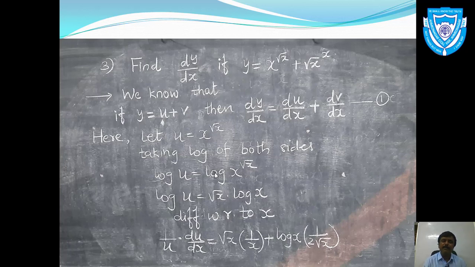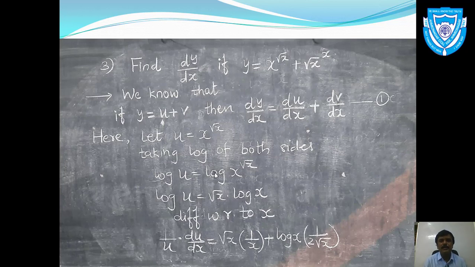Now, after simplifying the given function using the properties of logarithm, we got log u is equal to root x into log x. Now, can we find the derivative of this function? The answer is yes. Let us start differentiating it with respect to x. Therefore, the derivative of log u is nothing but 1 upon u into the derivative of u with respect to x, that is 1 upon u into du by dx. This was all about the left hand side. Now let us start to find the derivative of the right hand side.